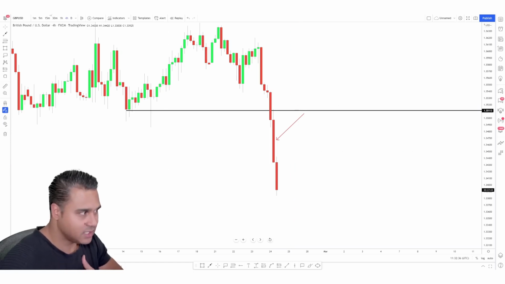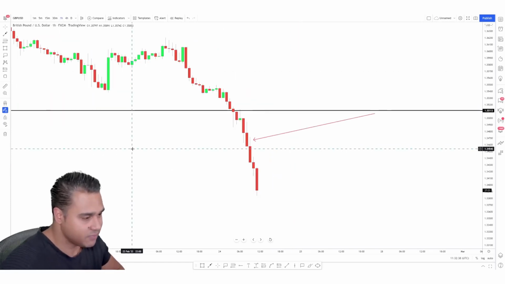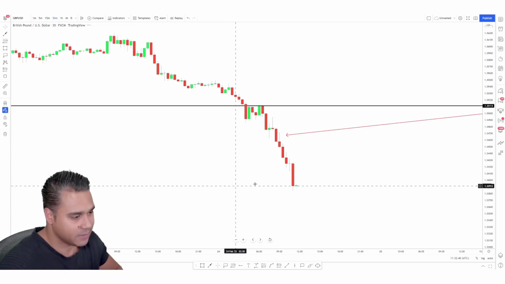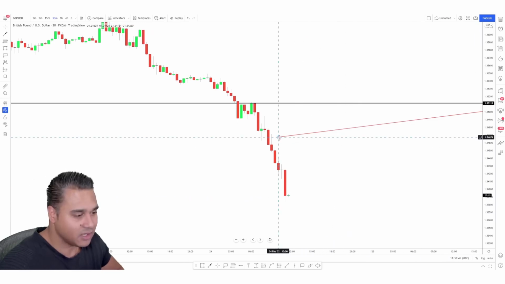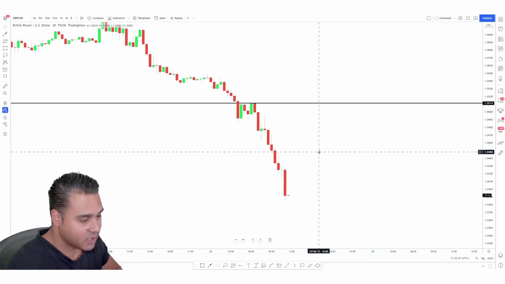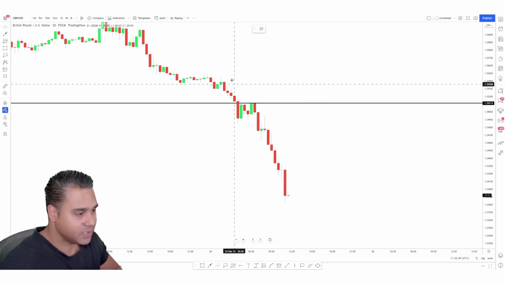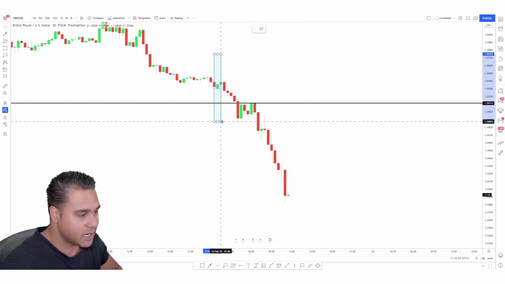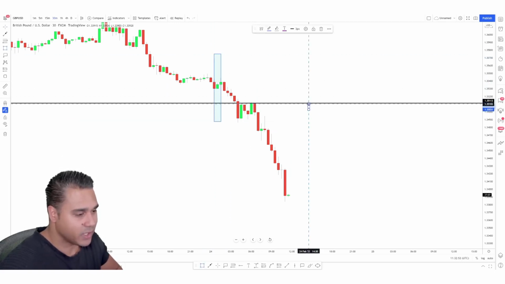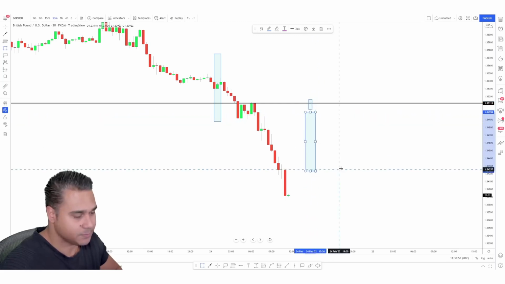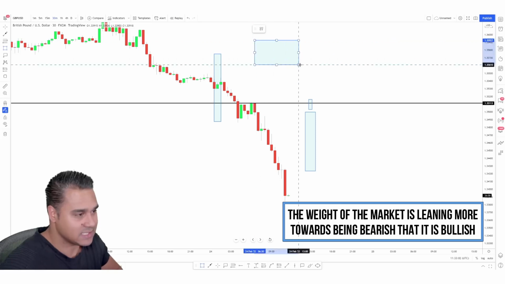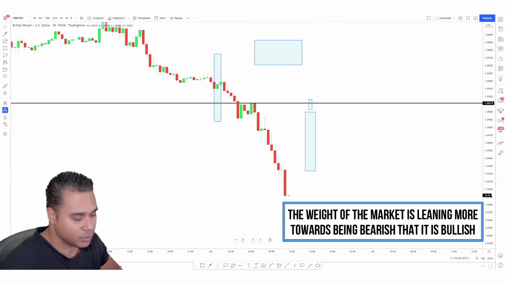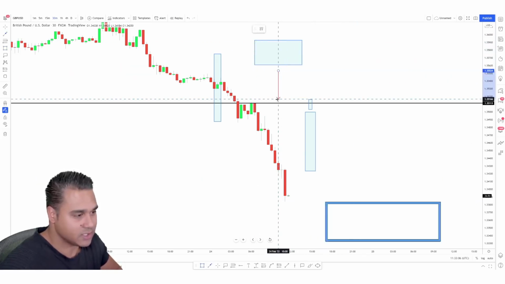So what I do personally is I scale down to my intraday timeframes. And what I'm looking for here is an identifier mark to let me know what is happening in line with the bias that I've identified from the higher time frame. That bias being that the previous 4H candle closed bearish below the level, the wick has been formed, and I'm now anticipating the next candle to go bearish. Why? Because the weight of the market is leaning more towards being bearish than it is bullish. So that weight is pushing the market down.